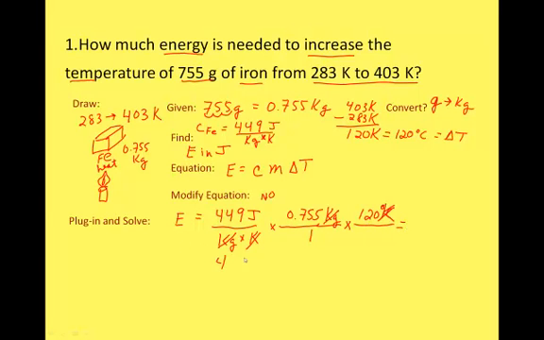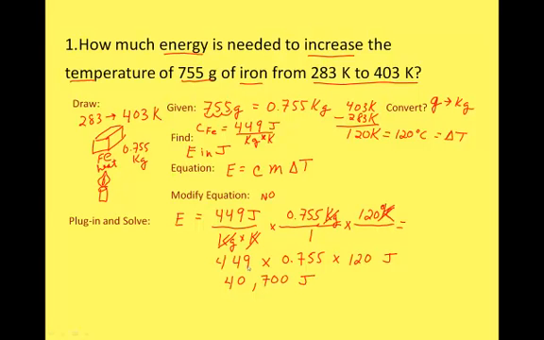We have 449 times 0.755 times 120, and it's all joules, which is the correct unit for energy, so now we're in good shape. So the answer to this is 40,700 joules.